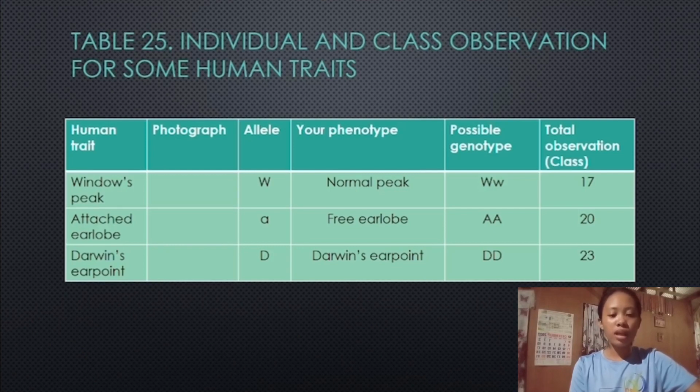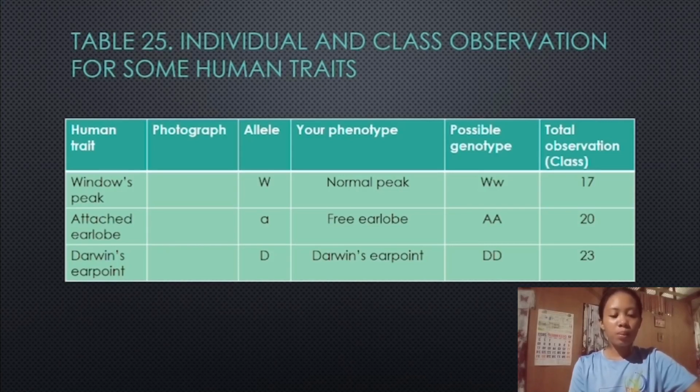The fifth one is tongue rolling. Its allele is a big letter R. Its phenotype is normal tongue. Its genotype is heterozygous RR, and its total class observation is 68. The sixth one is tongue folding.